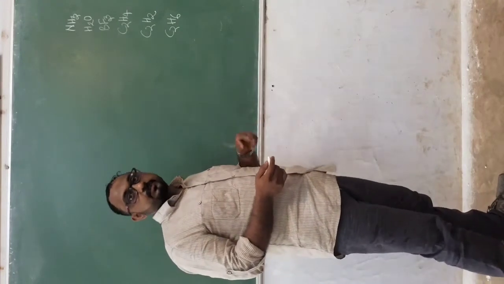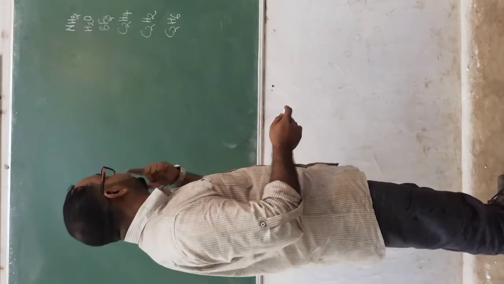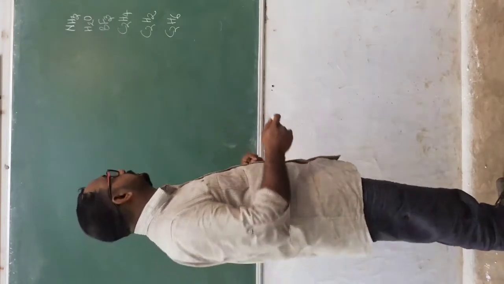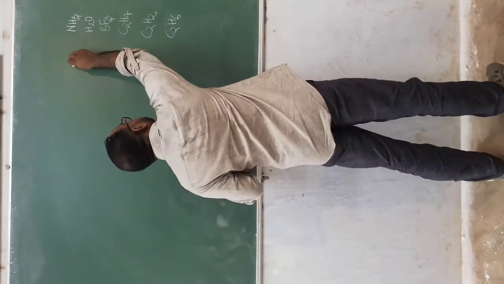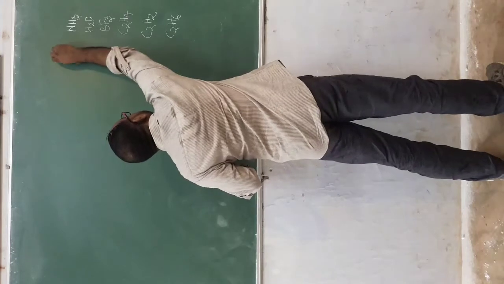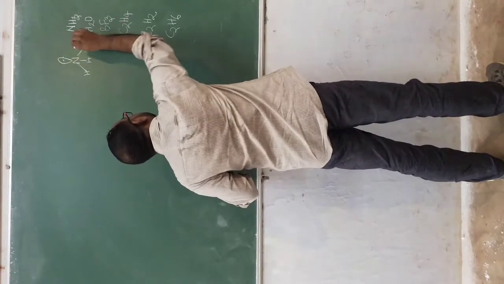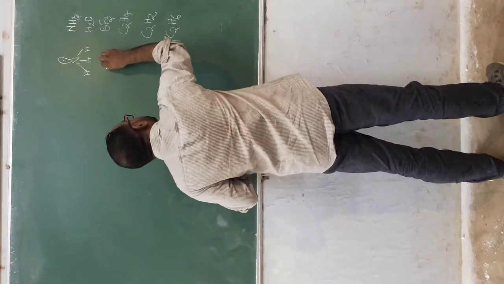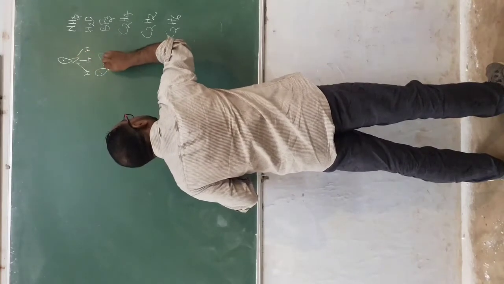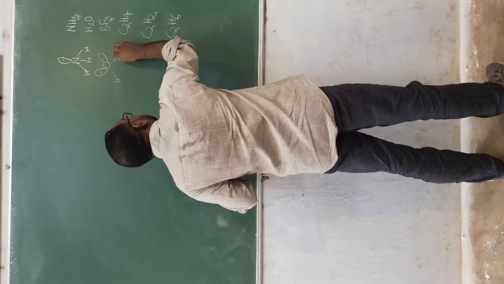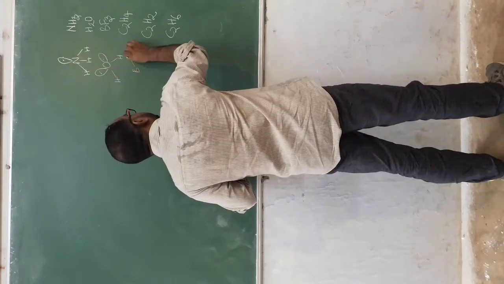I have mentioned this in the previous class. There is a simple method: you need to draw the unit structure. Suppose you take NH3, we know that NH3 has one lone pair and three bond pairs. H2O has two lone pairs and two bond pairs. BF3 has three bond pairs.